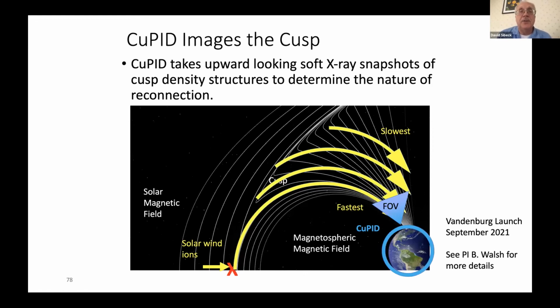The CuPID CubeSat will launch this September. It will look upward into the cusp and take snapshots of the density structures there in soft X-rays emitted by solar wind, high charge state solar wind ions interacting with exospheric neutrals. That's the remote sensing or optical mission that's coming up.